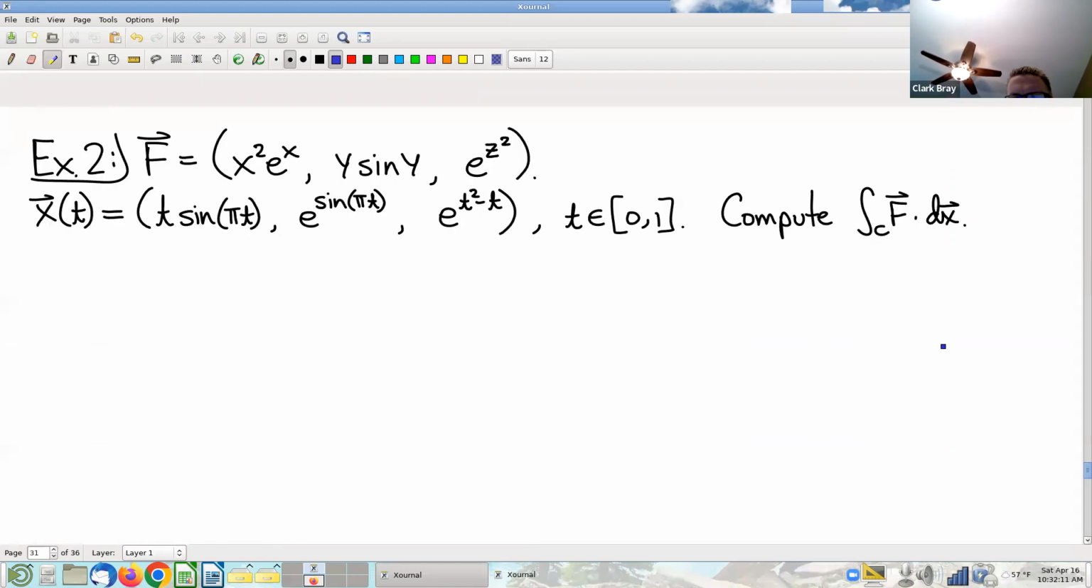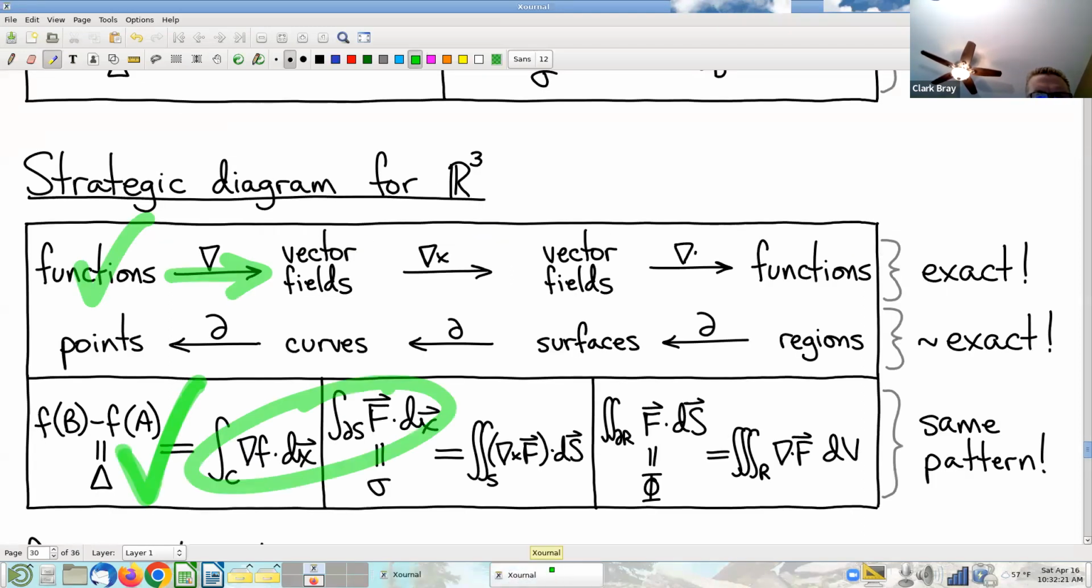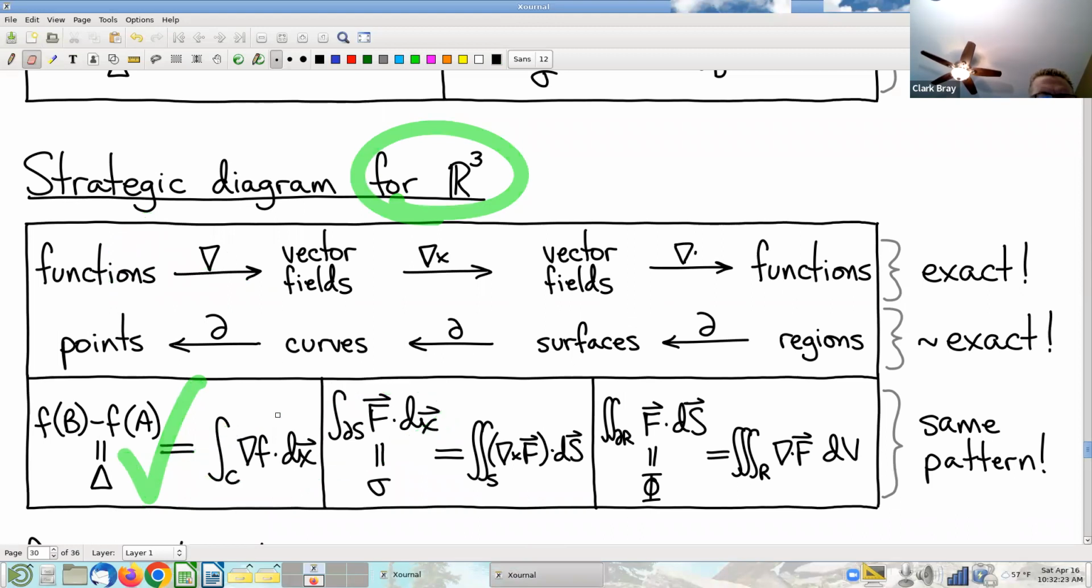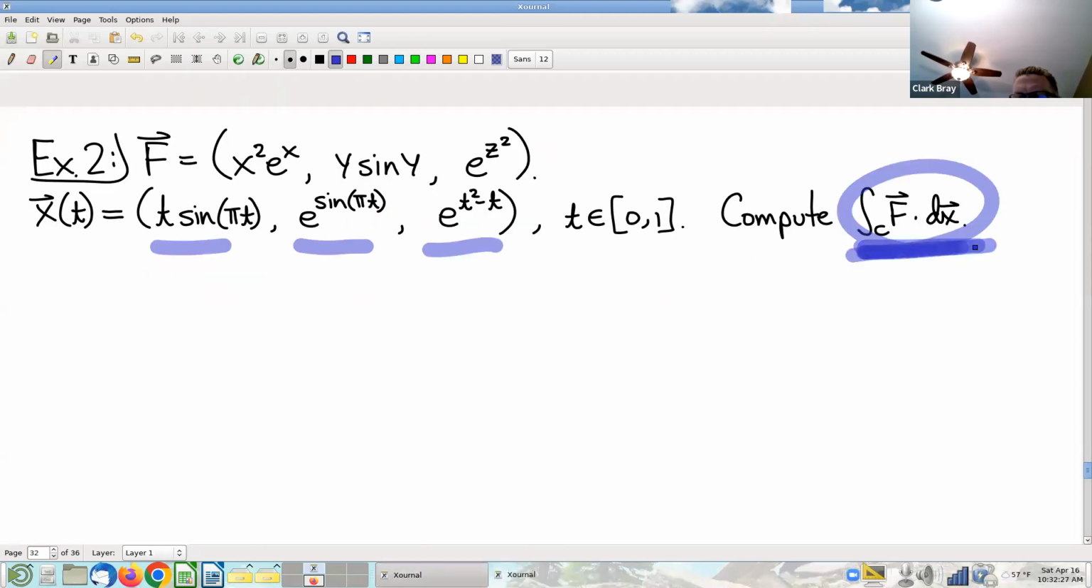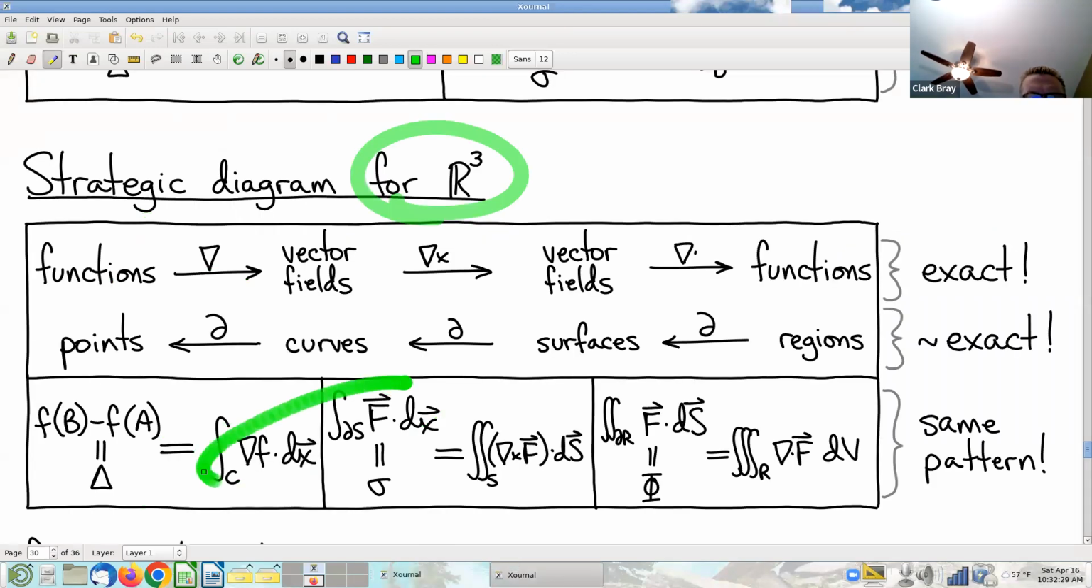Now here's a not terribly different looking question. We're computing a line integral. We're clearly in 3 dimensions. Let's make sure we're in the right place. Okay, yeah, here we go. 3 dimensions. Let's clear the board. We're asked to compute a line integral.